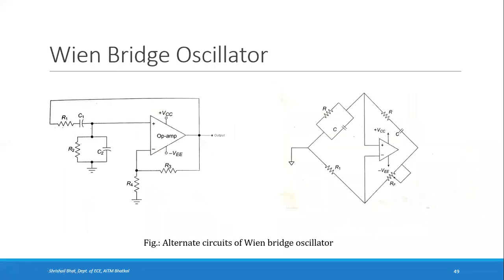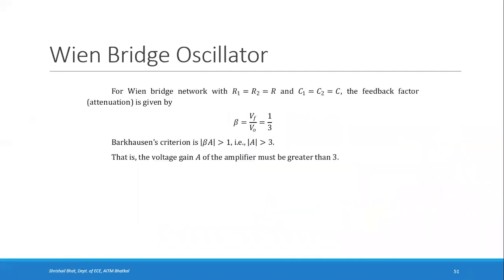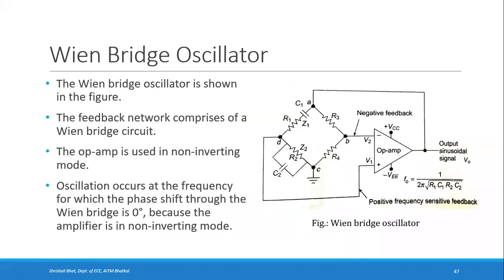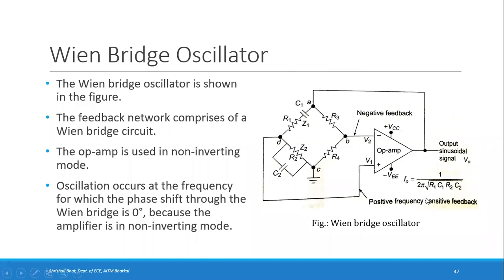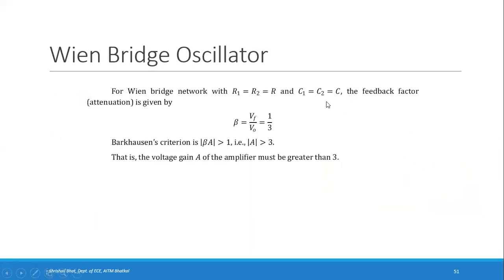So just like we have seen the equations for the RC phase shift oscillator, you have to see the considerations here. For the Wien bridge network, normally we will take R1 and R2 as equal, so they are equal to R. Similarly, C1 and C2, if they are equal, can be taken as C.